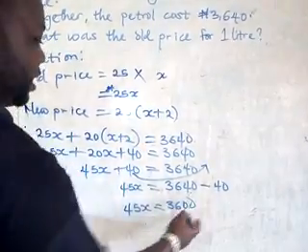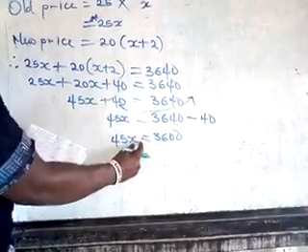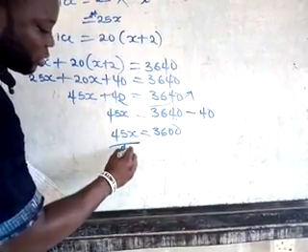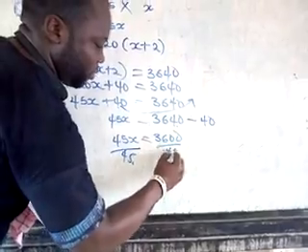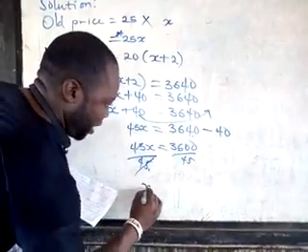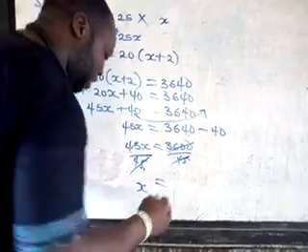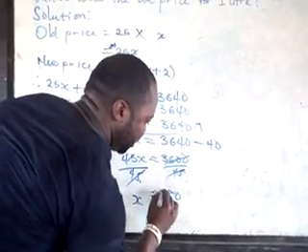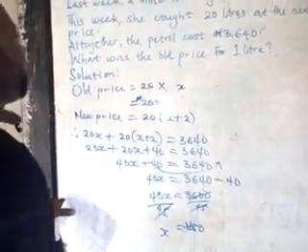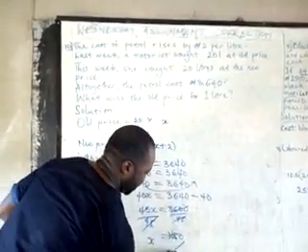We divide both sides by the coefficient of the unknown. And what's the coefficient of the unknown? X. What's the coefficient? 45. So we divide both sides by what? 45. 45 cancels 45. Then what will be our X? Our X will now be 45 in 3,600 will give us what? 80 naira. So the amount of fuel per liter as regards the old price will be what?